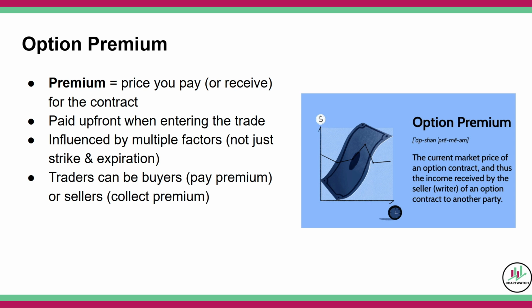On the other hand, if you're the seller, it's the opposite. You collect that $400 as income, but in exchange, you're taking on the obligation to fulfill the contract if the buyer exercises.